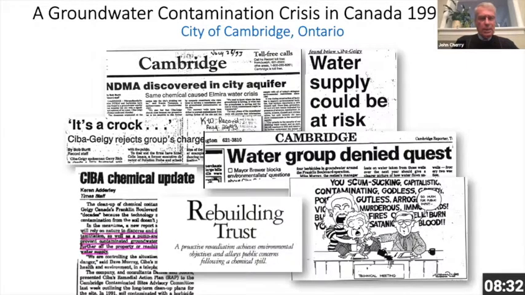We'll start with a case history. In 1993, this was front page news in Southern Ontario, in Toronto and Cambridge, which is an hour's drive from Toronto. It's a pesticide contamination site that was discovered fortuitously, and the site is in the midst of a bunch of water supply wells for the city of Cambridge, 100,000 people. Next slide, please.